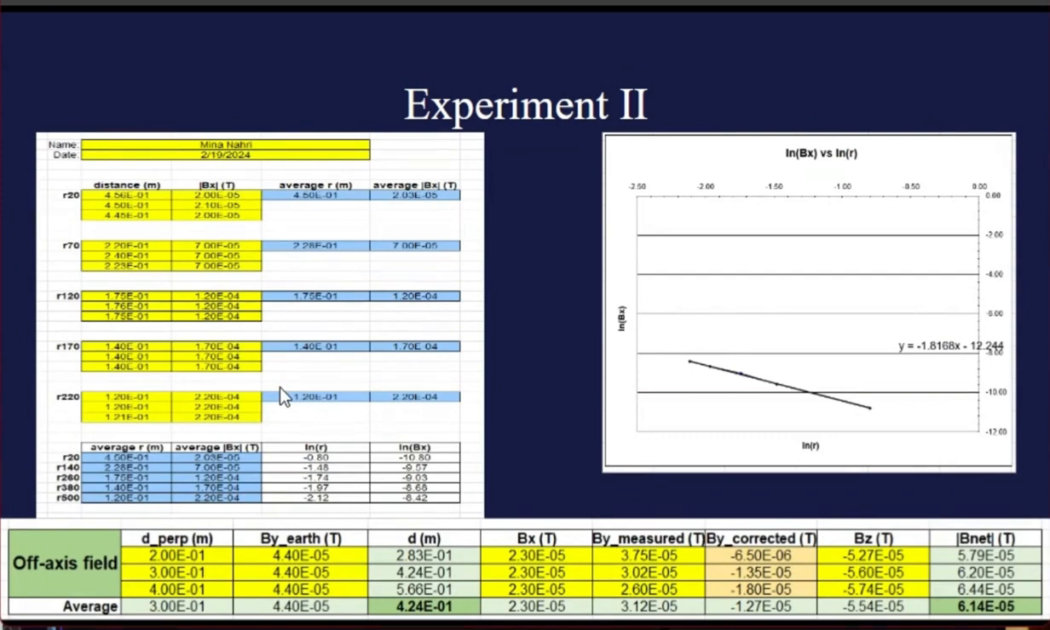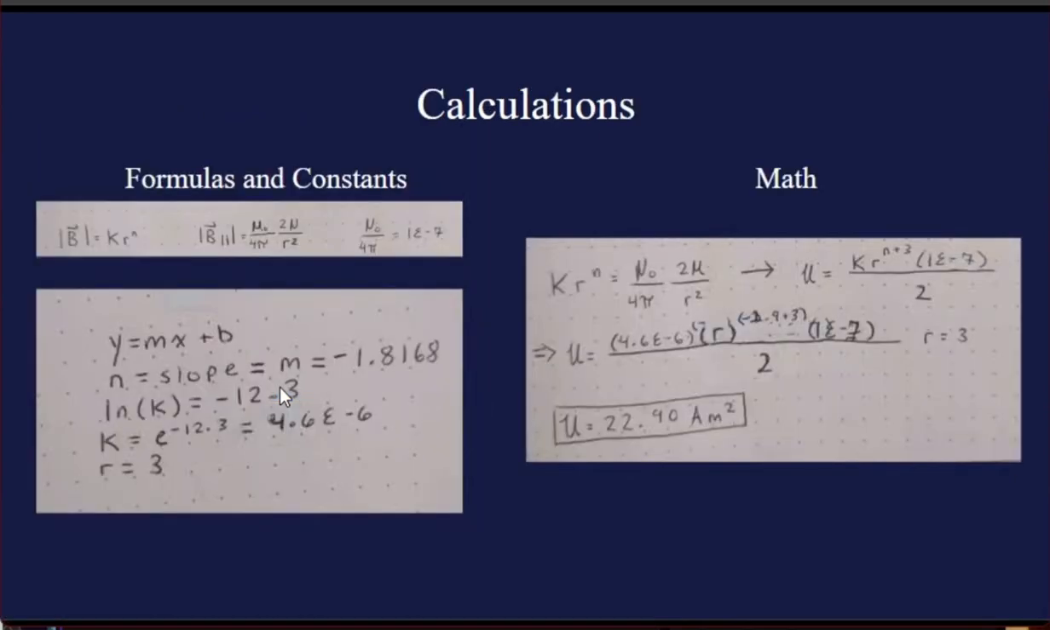So then we organized our data into an Excel spreadsheet so that we could plot it using a natural log plot. And as you can see, slope is negative. So the value of slope is our value of n, and the value of the intercept is our value for k. And then here are my calculations, the relationships and constants that I used, and the final value for mu, the magnetic moment.